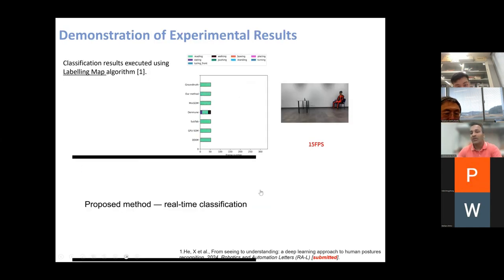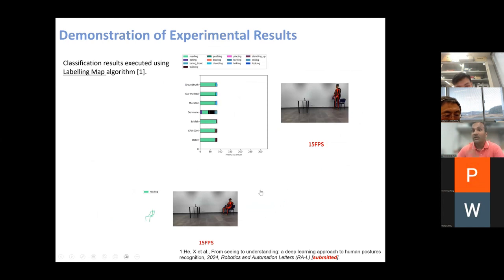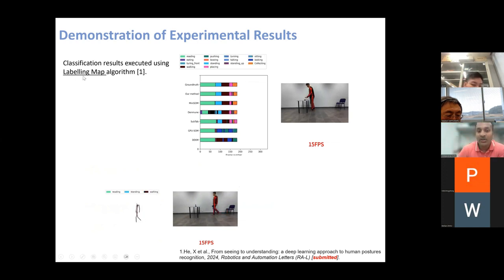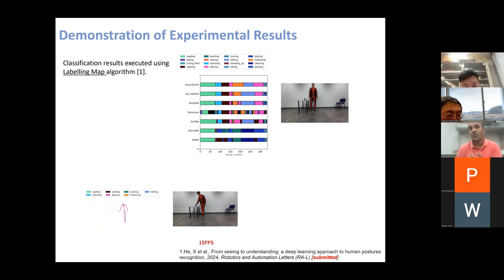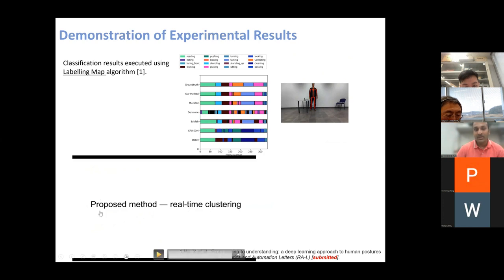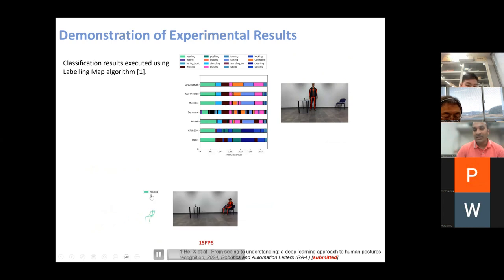Now this part of the result is the classification, because I said that our model can be used in a dual mode. For classification we use the labeling map algorithm. This labeling map algorithm is used when we have labels, which is why it is called that. It is for classification, not for clustering, where you don't give the label. As you can see in this part, you have all the labels, and you can see that they are changing the label class.